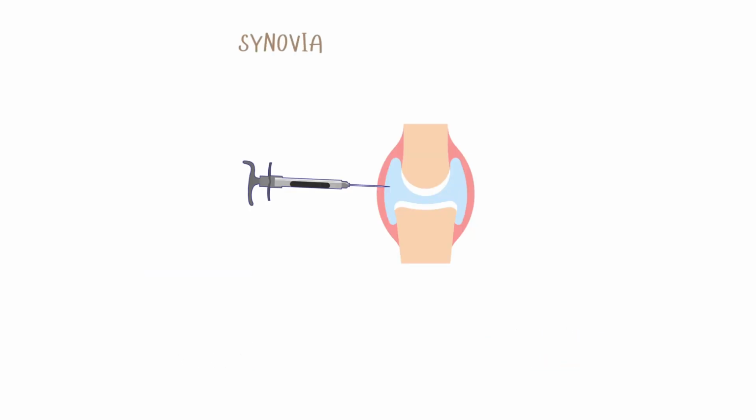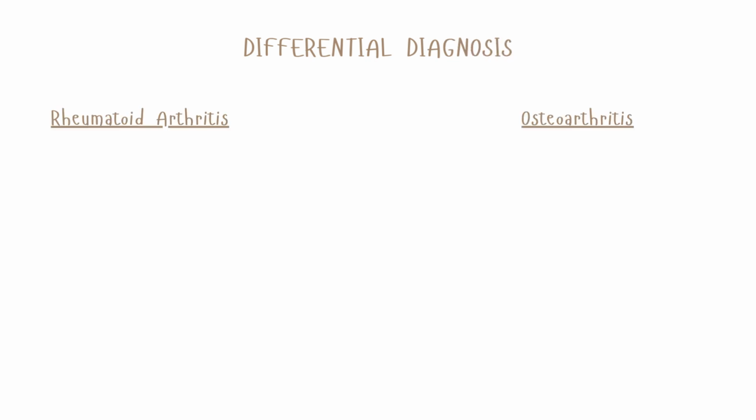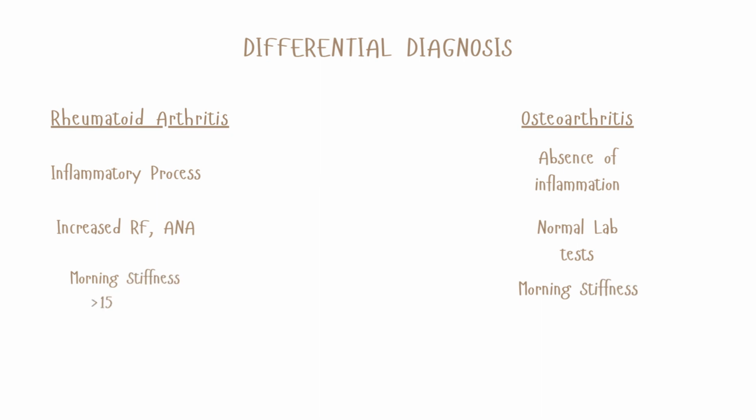Synovial fluid aspirate can be done from an affected joint, in which synovial fluid is viscous with a low cell count. The upward-most differential diagnosis would be rheumatoid arthritis, which can be distinguished by the absence of inflammation, normal lab tests, and short duration of stiffness, which in rheumatoid arthritis is more than 15 minutes.